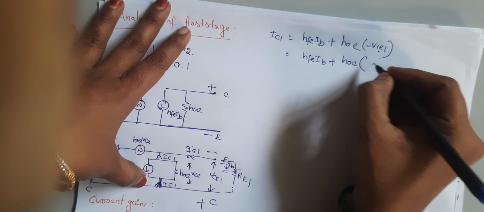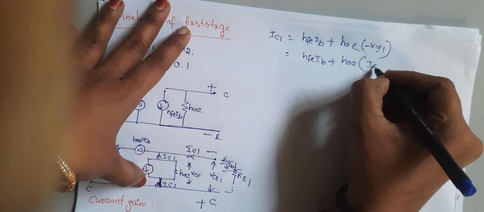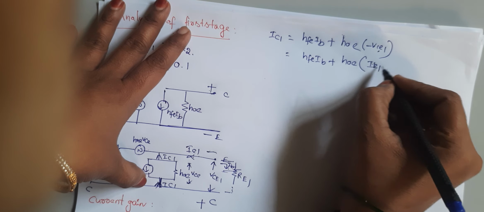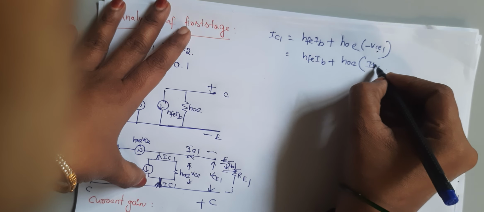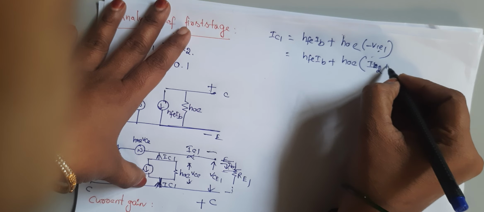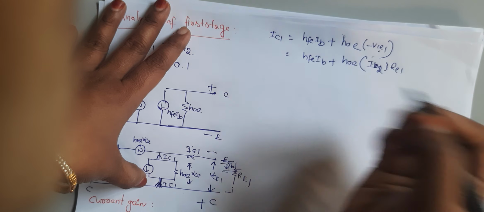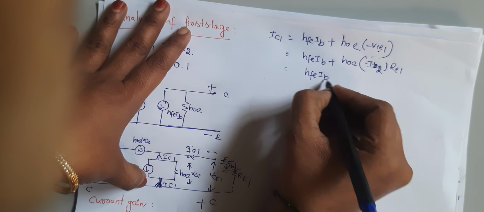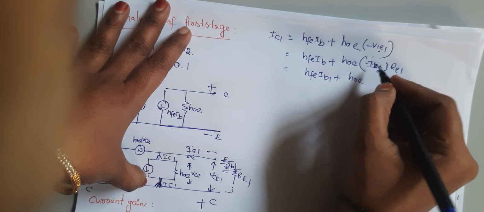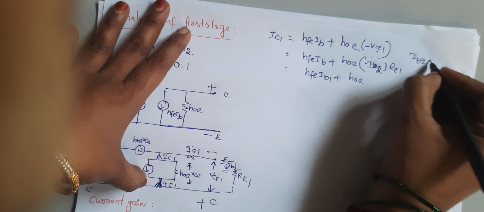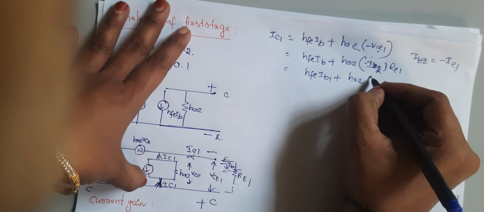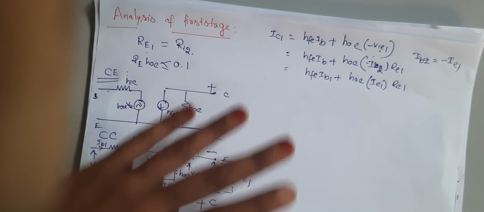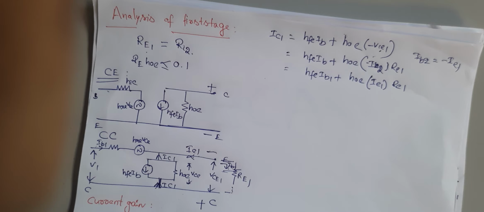So that is IE1. So VCE1 is equal to IB2 into RE1, taking IB2 as the output current. So that is minus of HFE IB1 plus HOE. IB2 is equal to minus IE1. So minus into minus gives plus IE1 into RE1. So that is the first equation.